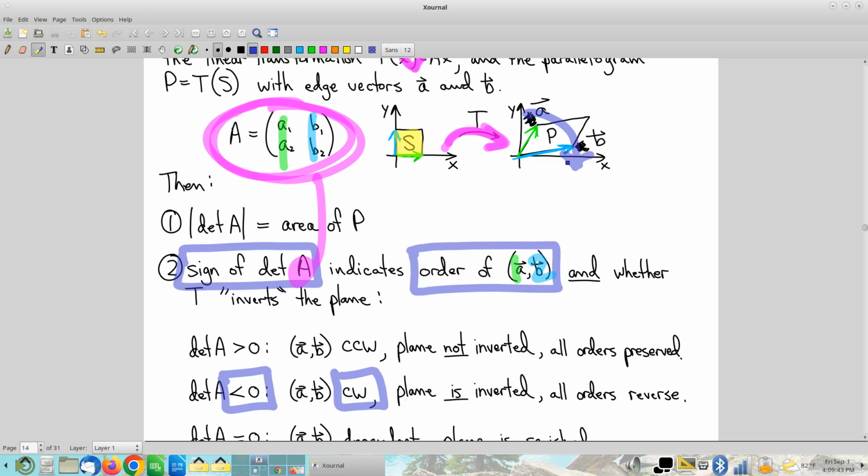Surprising, but true. Yes? So if the original list was clockwise, what do we mean by the plane is inverted? Yeah. I'm getting to that. I'm getting to that. Yeah. So let's look at what we have here now. In this, I'm going to leave it right here with A over here, B over there. So this is clockwise. The determinant's negative. Let's think about what this linear transformation does.